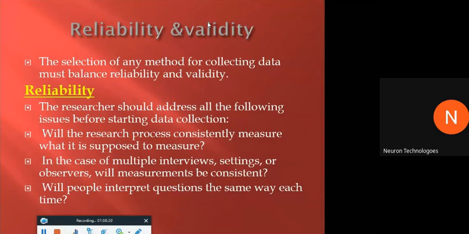Will the research process consistently measure what it is supposed to measure? Again, there is a question on which ground we are measuring our research. Are we going on the same path or not? In the case of multiple interviews, settings, or observers, will measurement be consistent? Will people interpret questions the same way each time? It means that we try to eliminate psychological, behavioral and other factors, and consider that all things are normal, accurate, and neutral. If the environment and your research factors and parameters are not accurate, natural and real, then obviously the data and your research cannot give an absolute outcome.